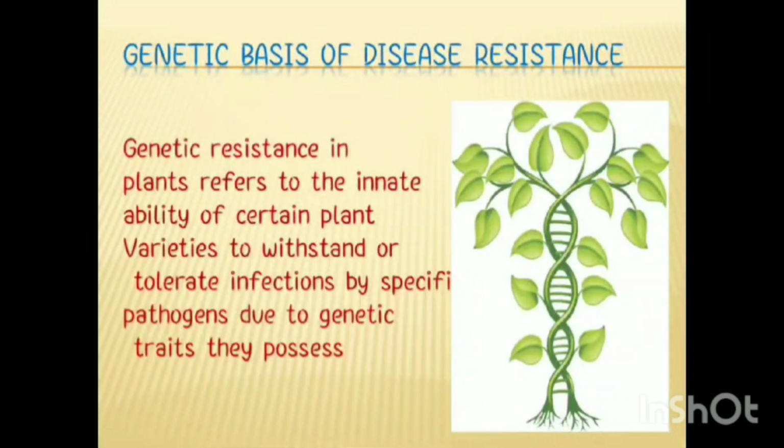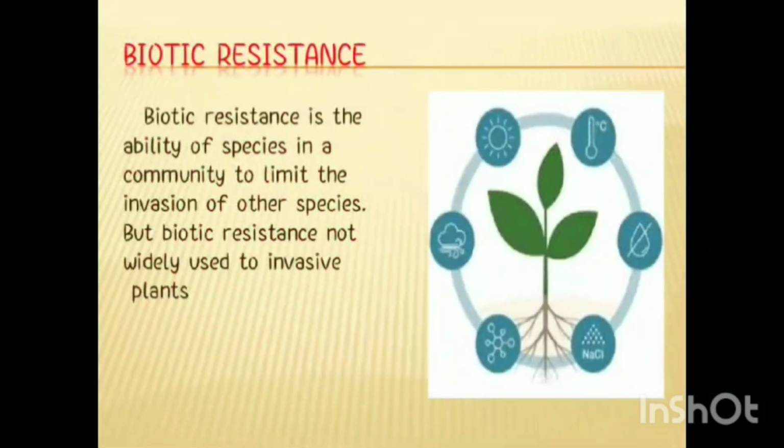Genetic analysis of disease resistance in plants began over 100 years ago when Biffin in 1905 reported that resistance in wheat to stripe rust was inherited as a single recessive Mendelian trait. Next, biotic resistance. Biotic resistance is the ability of the species in a community to limit the invasion of other species, but biotic resistance is not widely used for invasion of plants.